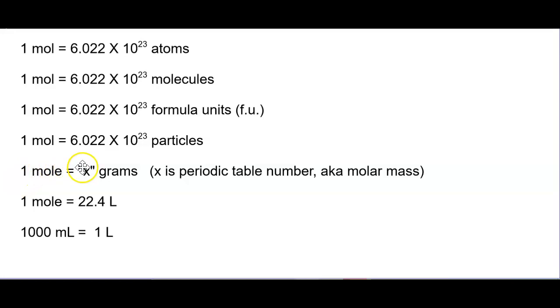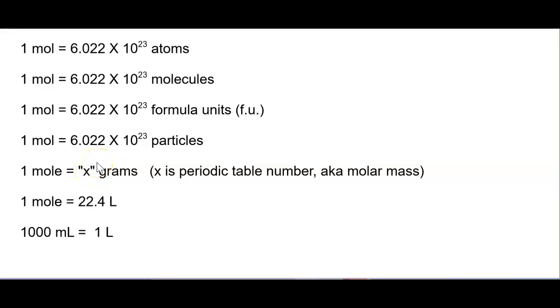So 1 mole equals X grams. The X here is in a set of parentheses because it represents a variety of numbers. It has to be calculated over to the side or just on your calculator, and it is the molar mass. So the molar mass is the periodic table number, another way that I like to say that. So you'll have to calculate the molar mass to know what the value of X is.